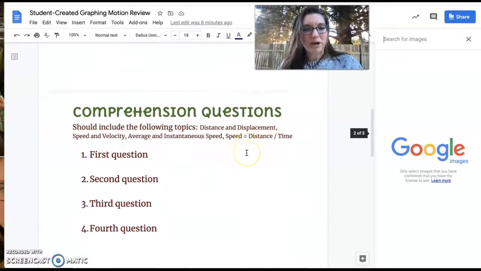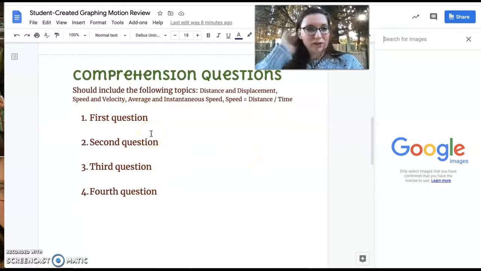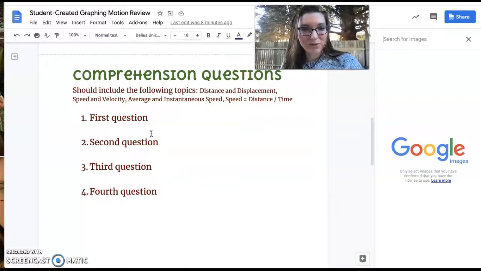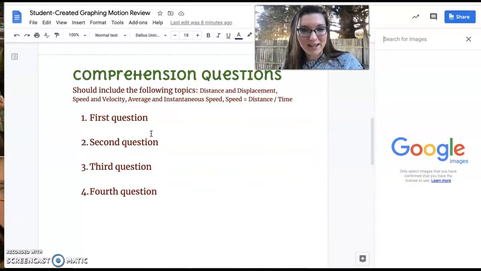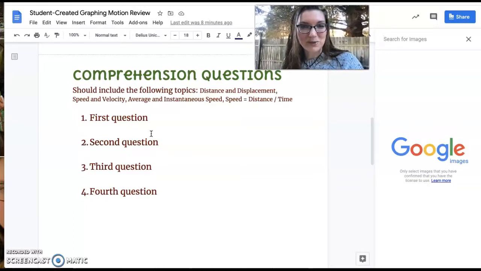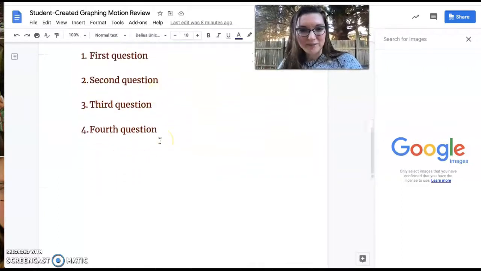So find some graph paper, and then you're going to create 4 comprehension questions that are going to go with your graph. So it could be things about distance versus displacement, speed versus velocity, average versus instantaneous speed, and speed equals distance divided by time. Those are all the kinds of questions you could have in there.